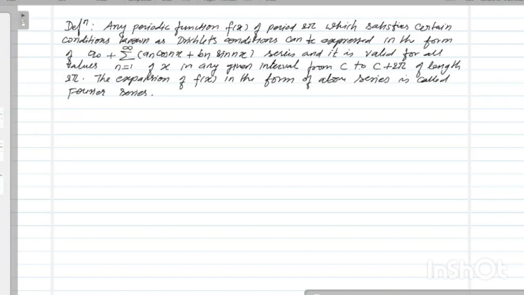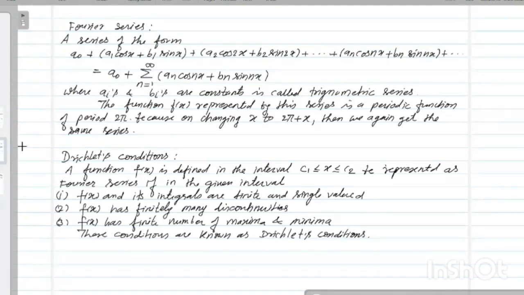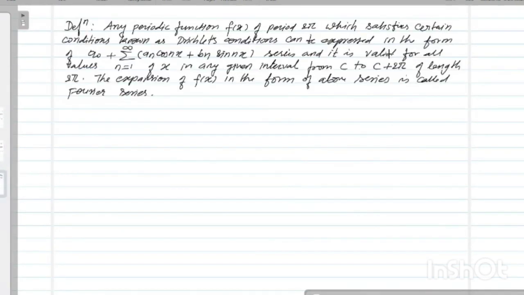So for this definition, I created so much background. In the definition, we have the period of the function, 2 pi. So we must know what is a periodic function and what is the period of the function. We also have certain conditions, known as Dirichlet conditions. So before defining the Fourier series, we must know the Dirichlet conditions, and using them we are able to define the Fourier series. Okay, this is the definition of Fourier series. I hope you understood this.